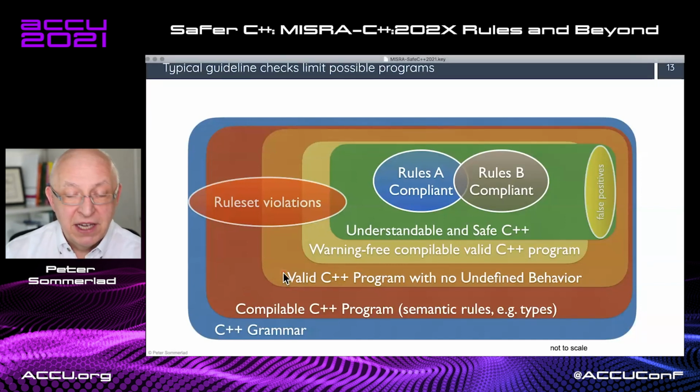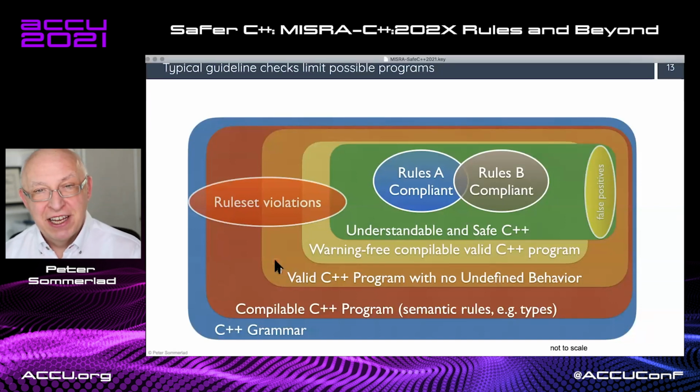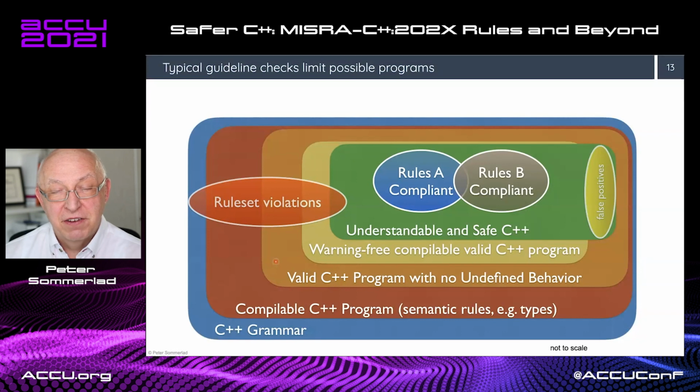We have then a subset of those compilable C++ programs that are actually valid C++ programs without undefined behavior. The compiler is not obliged to actually detect undefined behavior. That's why it's undefined. If it would be easy to detect, the compiler would be able to just say, no, this is invalid.